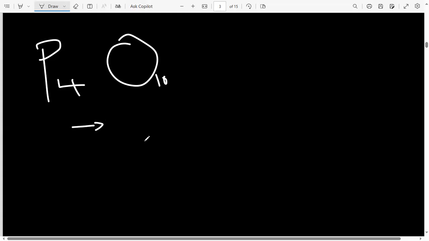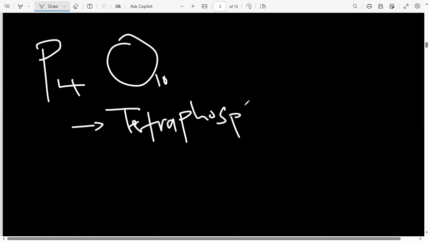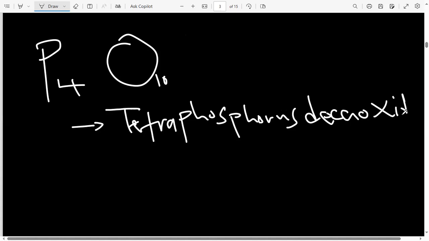Tetraphosphorus decoxide. So the name there will be, this is 4, so we're going to say tetra. And then the name of this guy here is phosphorus, so you write the phosphorus there. And then here we have the oxygen, and we have 10 of them, so it will be deca. So tetraphosphorus deca. This will be the name of this guy.